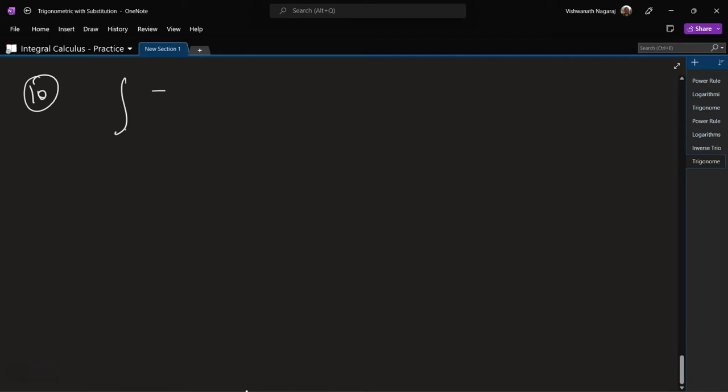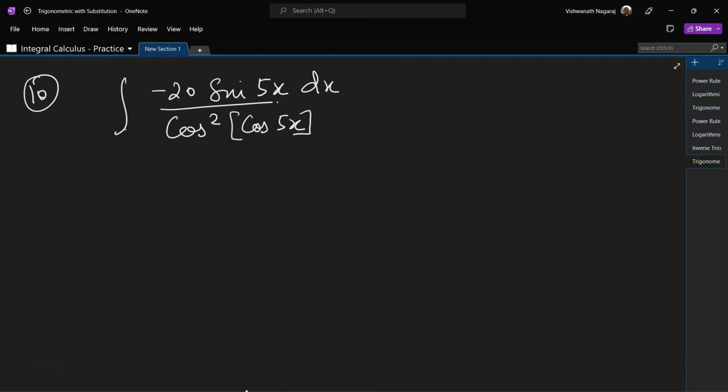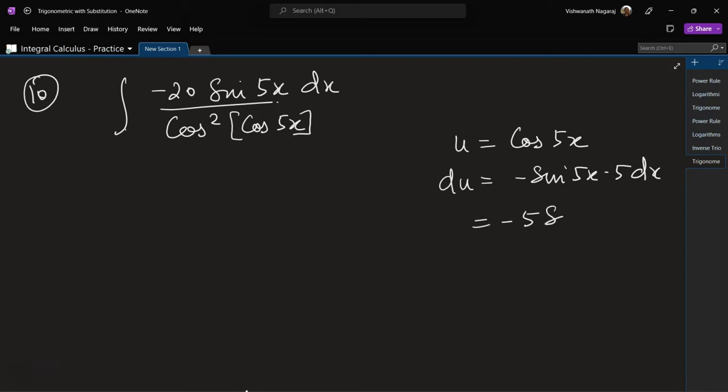10th one. Integral of minus 20 sine of 5x dx divided by cos square of cos of 5x, right? So now if we differentiate cos 5x, we get sine 5x, right? So let's take u is equal to cos of 5x. du would be minus sine 5x times 5 dx, which becomes minus 5 sine 5x dx. We require only minus 5. So let's take 4 out. If we take 4 out, we get minus 5 sine 5x dx.